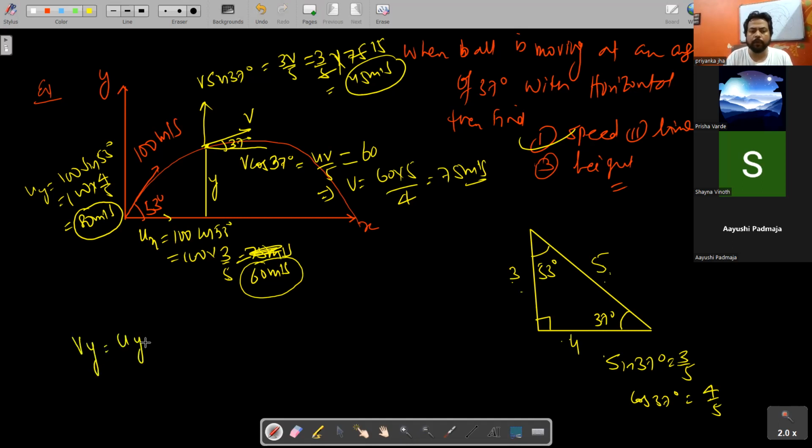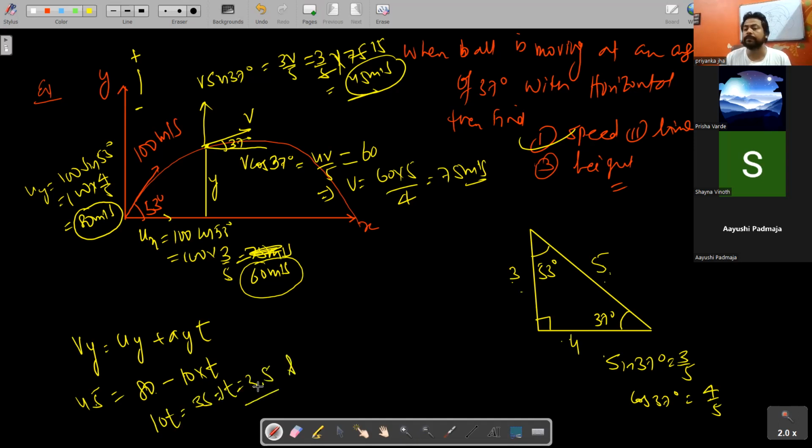So vy equal to uy plus ay into t, because at a certain height we have to find how much time it will take. At this point we have this velocity along y-axis, so this is 45 and uy was 80, and the acceleration was negative because we have taken upward as positive and downward as negative. So this is minus g. g we can take 10. This is t. So 10t equal to 80 minus 45. That is 35. So time taken is 3.5 seconds. Understood?